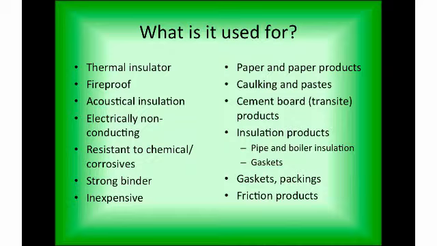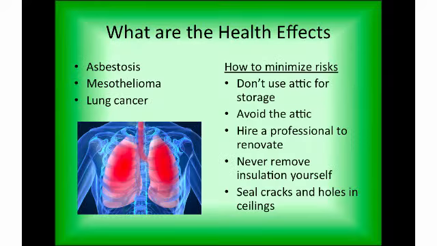Asbestos also has a lot of useful functions and was very popular because it's an insulator, it's fireproof, resistant to chemicals, and inexpensive. Its popular uses include paper and paper products, cement board, insulation products, and friction products. Although it's a useful fibrous silicate, there are many serious health effects if inhaled.